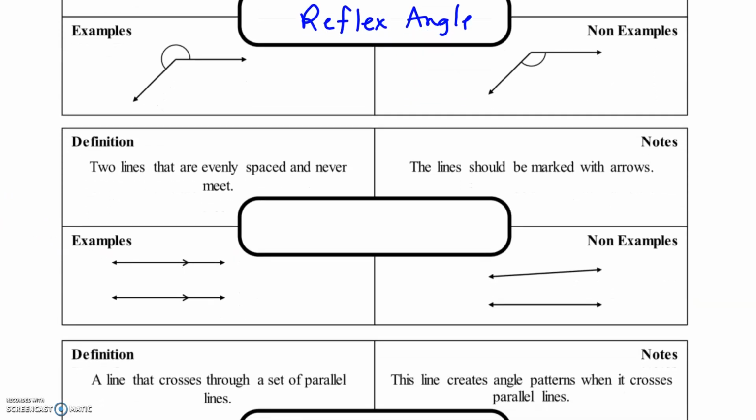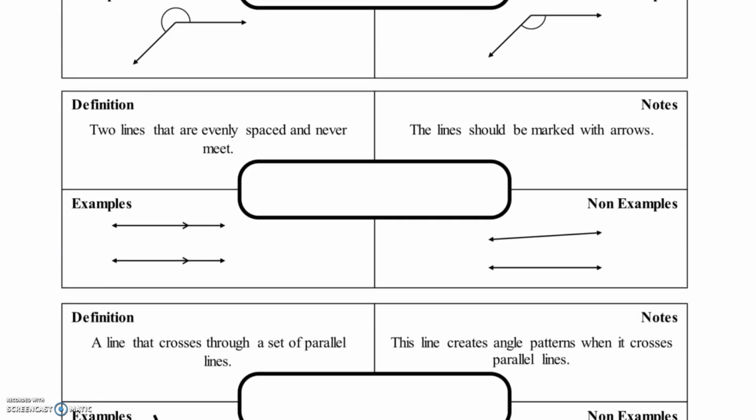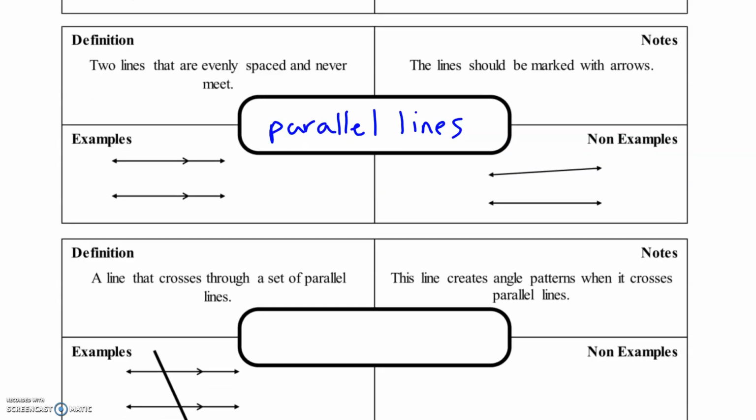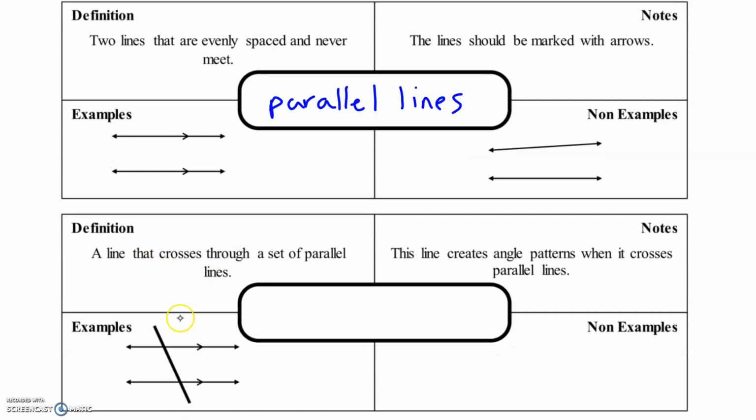two definitions are going to help us with some of our line theorems. So two lines that are evenly spaced and never meet, we remember from our unit when we were graphing lines, those are parallel lines. And a line that crosses through the set of parallel lines, so we're talking about this dark line here, that's known as a transversal. And when you have a transversal, the line creates angle patterns when it crosses the parallel lines. So we get different patterns in here that we'll talk about in the lesson.